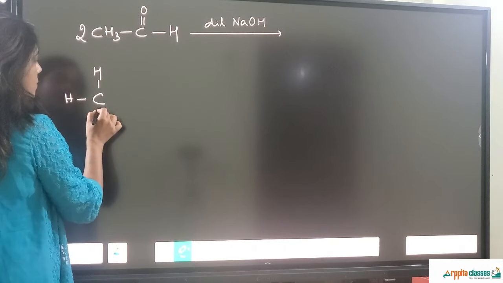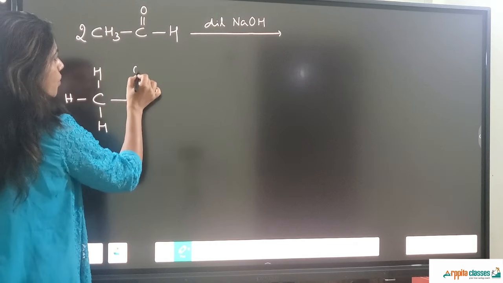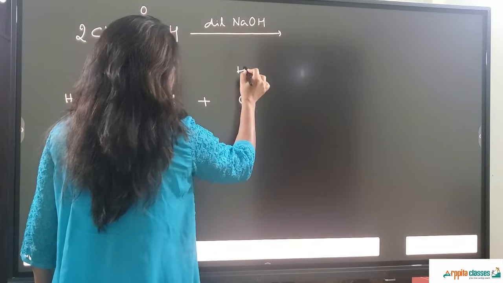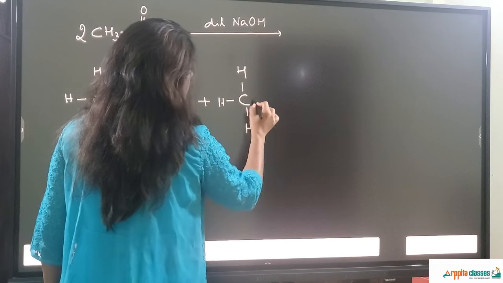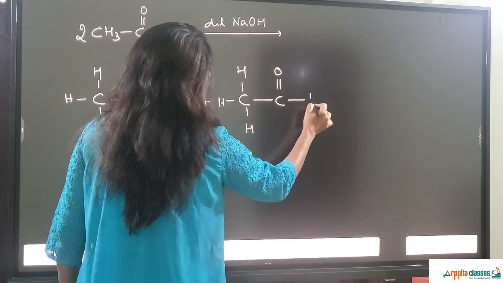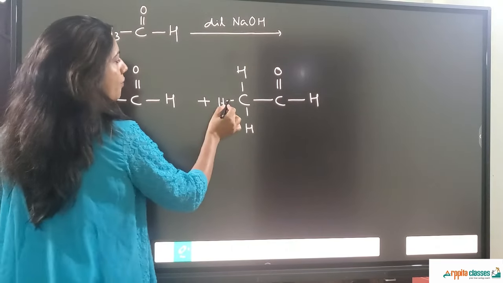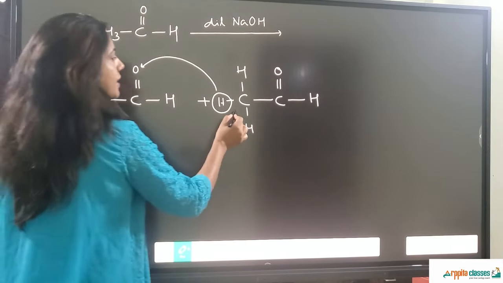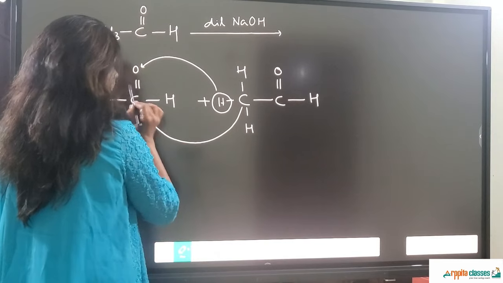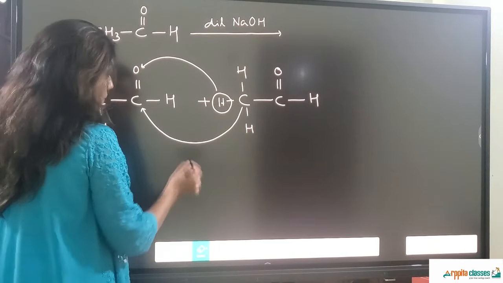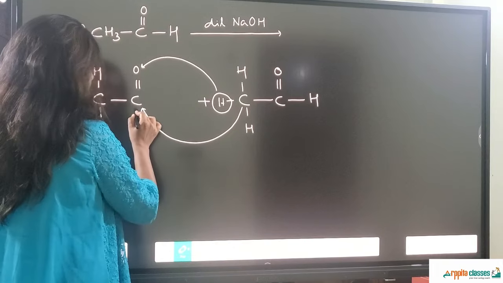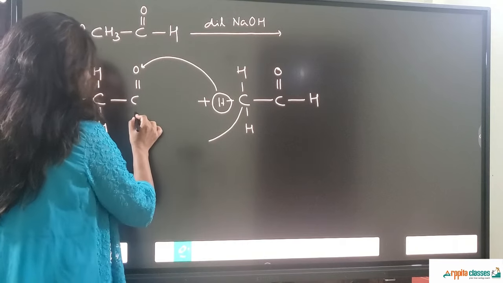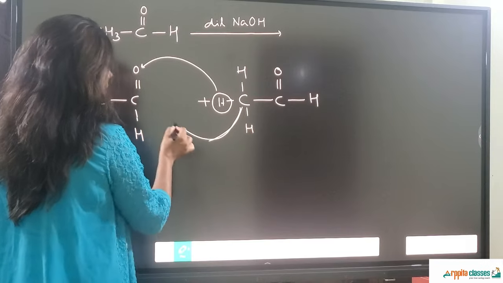Suppose this is the open structure of one aldehyde, C double bond OH. This is one molecule, and I am writing another molecule like this, with the alpha hydrogen shown like this, C double bond OH. What happens is, one of the alpha hydrogens gets attached to the oxygen. This is the shortcut I am showing. I'll show this hydrogen down so that it becomes easy for you to understand, and this arrow I'll show like this. This carbon gets attached to this carbon.